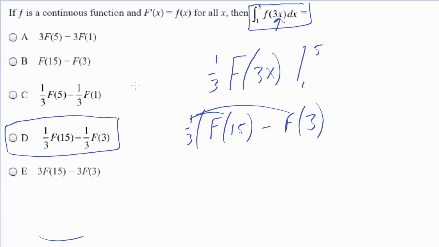You can see here would have been if we forgot to multiply by 3. Here would have been if we would have multiplied by 3 instead of taking the 1/3. So definitely some good wrong answers in there as well.